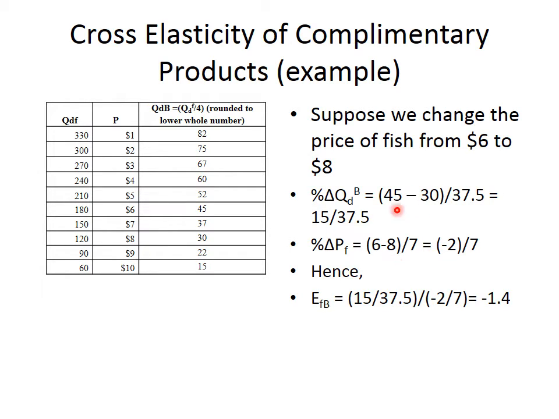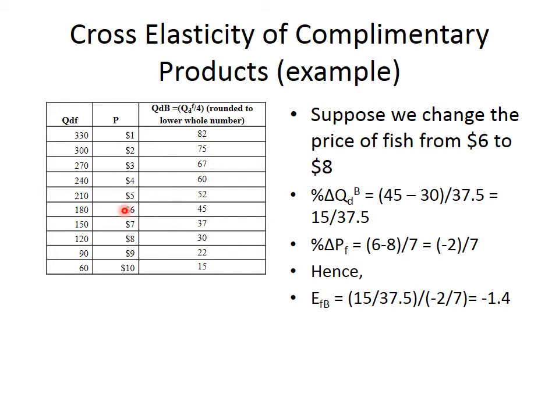Okay, it's a positive number, you see. The price will be a negative number, won't it? Because we're moving from 6 to 8. Now, note what happens in terms of the sign. This is what we said. I told you that complementary products are going to have a cross elasticity that's less than 0.